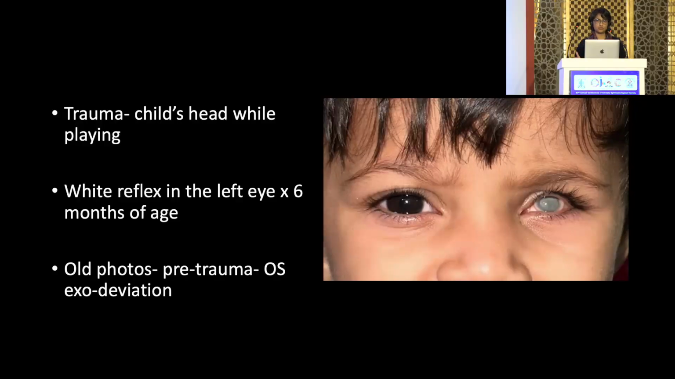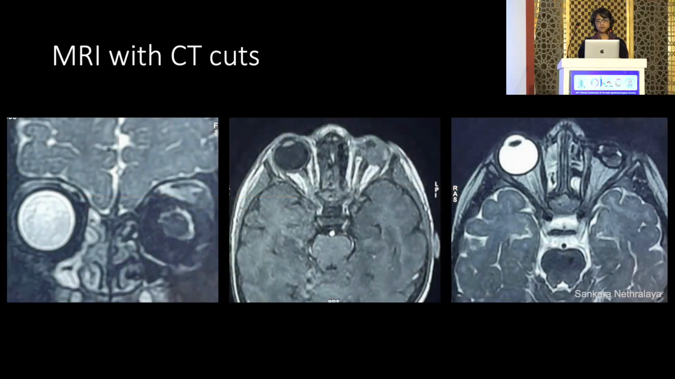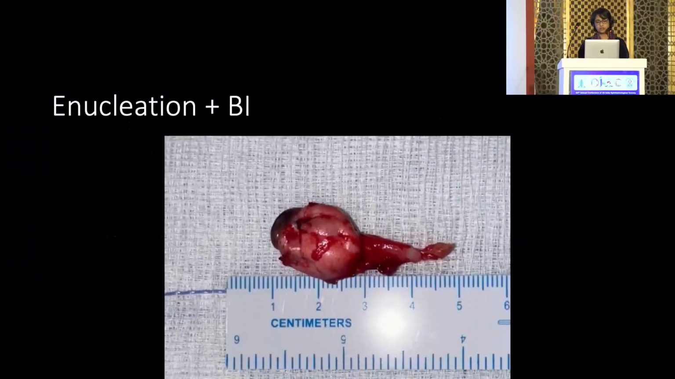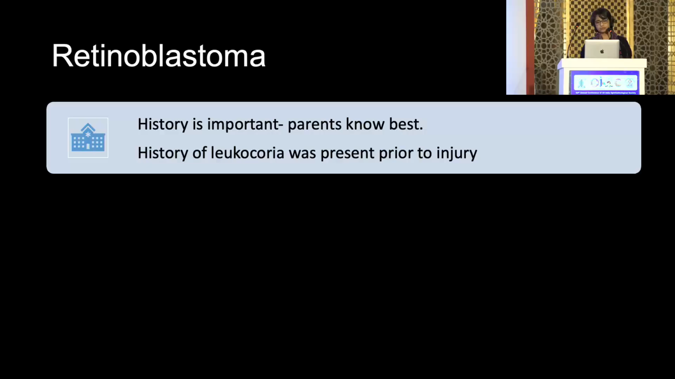So insignificant trauma, clear history of leukocoria 6 months before the onset of trauma, and he also showed old photographs showing an exodeviation. So at that point, ultrasound definitely showed presence of specks of calcification, which was confirmed on MRI, and we went ahead with an enucleation which confirmed the diagnosis of retinoblastoma. So red flags here is leukocoria in a child.